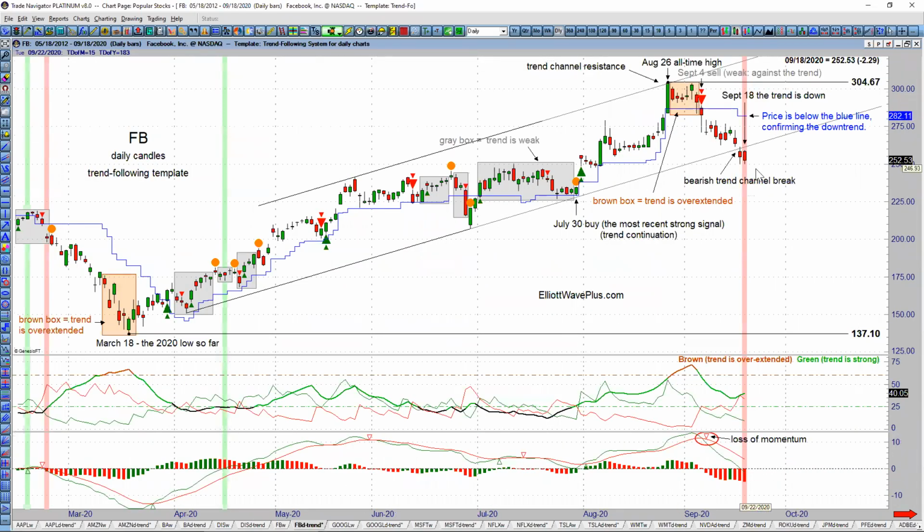The trend changed from up to down on Friday as well on Facebook, using the trend following methodology, and we have a trend channel break. Now, often when there's a trend channel break, it'll try to come back to the channel, test it, and then fall. So we'll see if that occurs on Facebook. 1, 2, 3, 4, 5. I wouldn't be surprised to see Facebook come back to the wave 4 of 1 lesser degree area before falling lower.